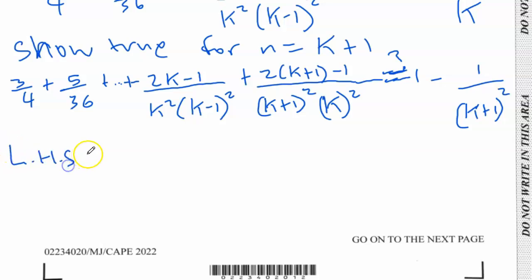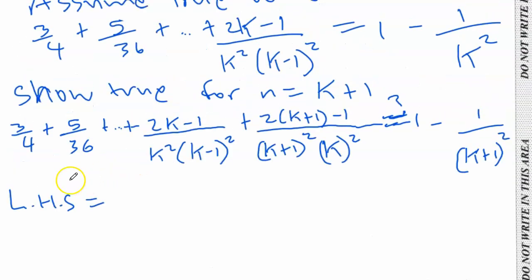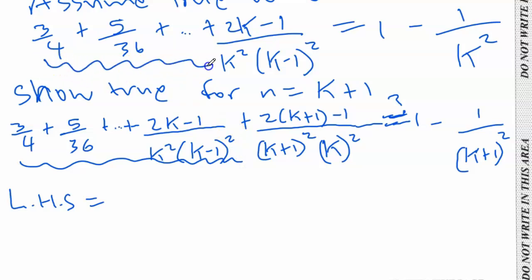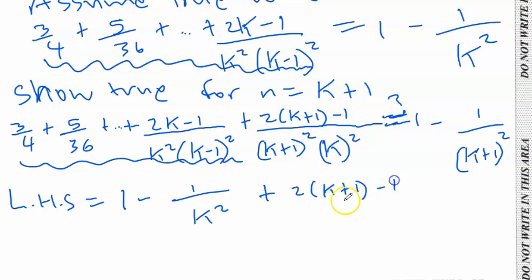Now notice the left hand side. From 3/4, the 2k minus 1 numerator, to this term there. By substitution, all of that is equal to 1 minus 1 over k square, plus, and here now, 2 into (k plus 1) minus 1 over (k plus 1) all square times k square. We want to prove that all of this will give us 1 minus 1 over (k plus 1) square.